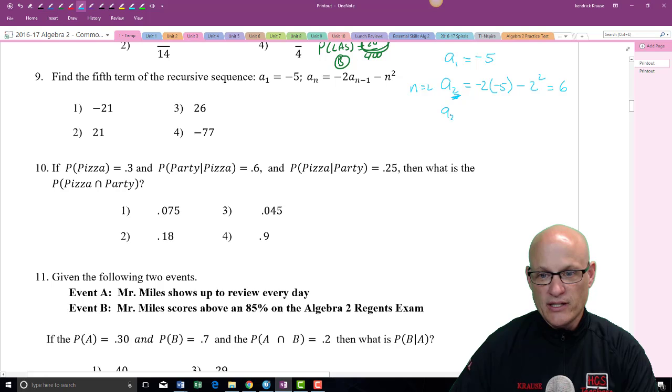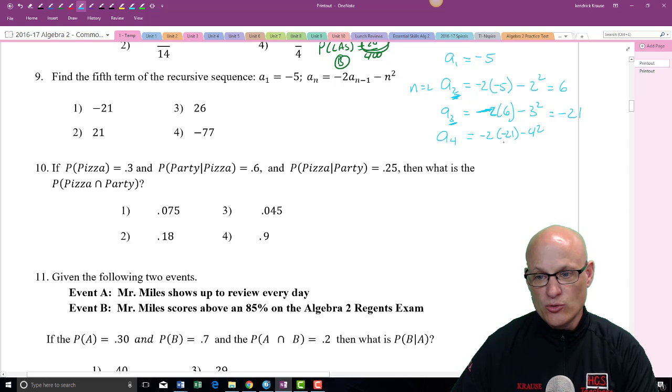Now a sub 3 is going to equal negative 2 times 6 minus 3 squared, because notice now n is 3. Don't fall victim to thinking you're going to use 2 every time. So that's negative 12 minus 9. I believe that's negative 21. And we got 4. Fourth term equals negative 2 times negative 21 minus 4 squared.